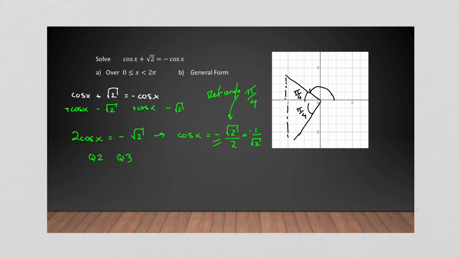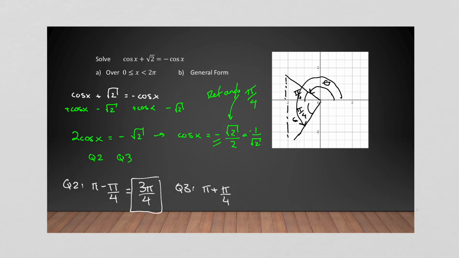So that means we're looking for that angle rotation, and we're looking for that angle rotation. So from here, we're going to get two solutions. We get a solution in Q2, which is going to give me pi minus pi over 4, which gives us 3 pi over 4. So that's solution 1. And then in Q3, I have pi plus pi over 4, which gives me 5 pi over 4. So that's solution 2. So those are my two solutions within the one rotation, within the 0 to 2 pi.